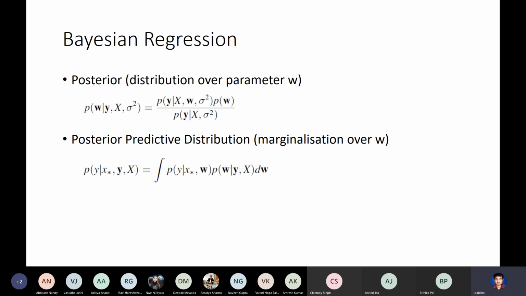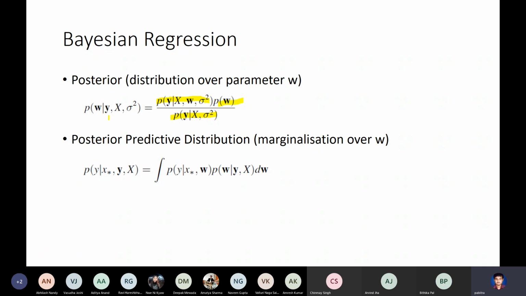Some prior distribution on w, let's say call it p(w). It can be something, maybe w is centered at 0, or you prefer small values of w, maybe a Gaussian is the prior. So this likelihood I have calculated in the previous slide, and this prior I assume, and there is a normalizing factor, the evidence, and I get the posterior.